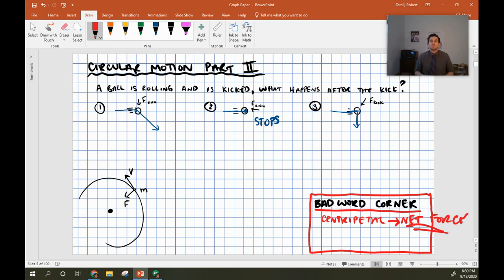So both of these are examples of apparent forces. The push backwards when you're accelerating, or the push forward when you're slowing down and stopping, seem like they exist, but they're not real forces. The same thing exists with this idea of making turns. That's our second bad word.